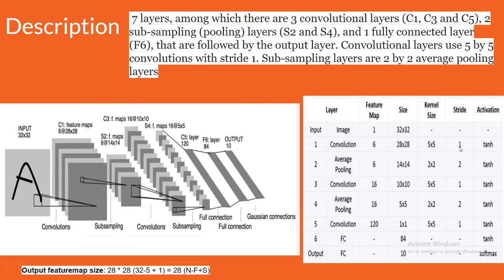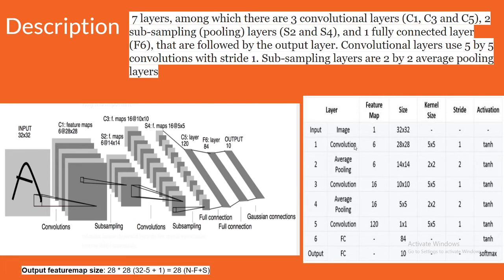So input is 32, filter is 5, plus stride is 1. Stride is nothing but how the filter slides over the columns and rows, vertical or horizontal. One stride means it will move just one step towards columns and one towards rows. So 32 minus 5 plus 1 is 28. So it is convolved to 28 by 28 into 6 convolved features.